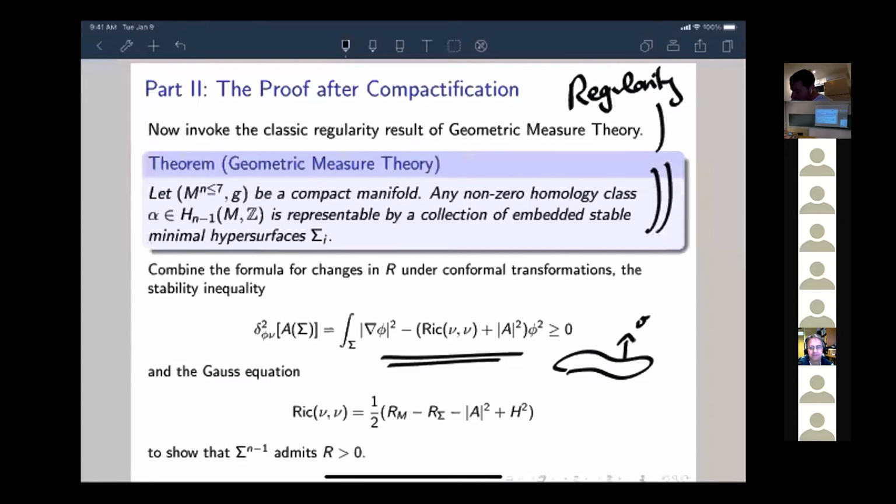And then using the Gauss equation, you can rewrite some of these terms, and you end up showing that because these are good terms in the way you've assumed them, this ends up being zero because it's a minimal surface in this case. You can show that you get this inequality on sigma n minus one, which is your hypersurface, and by looking at the conformal Laplacian, which is what I showed you a few slides ago, you can show that this in fact admits PSC.